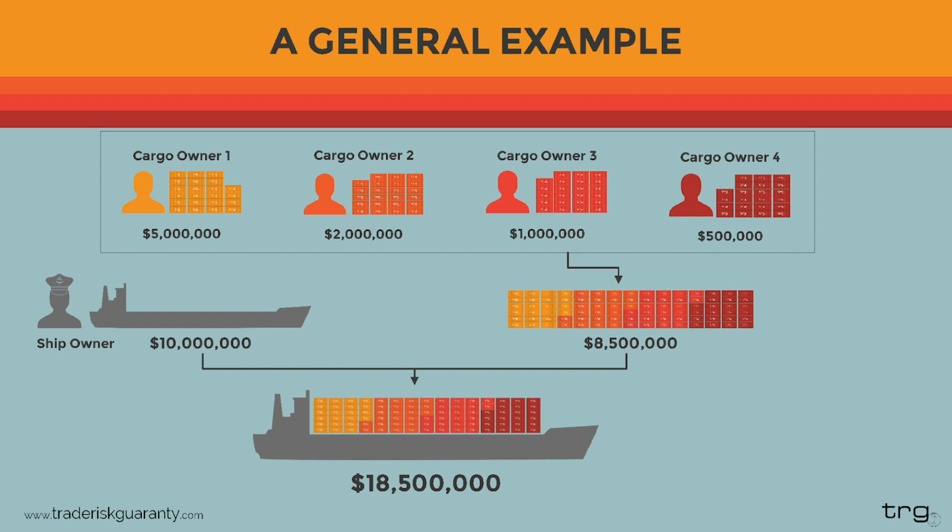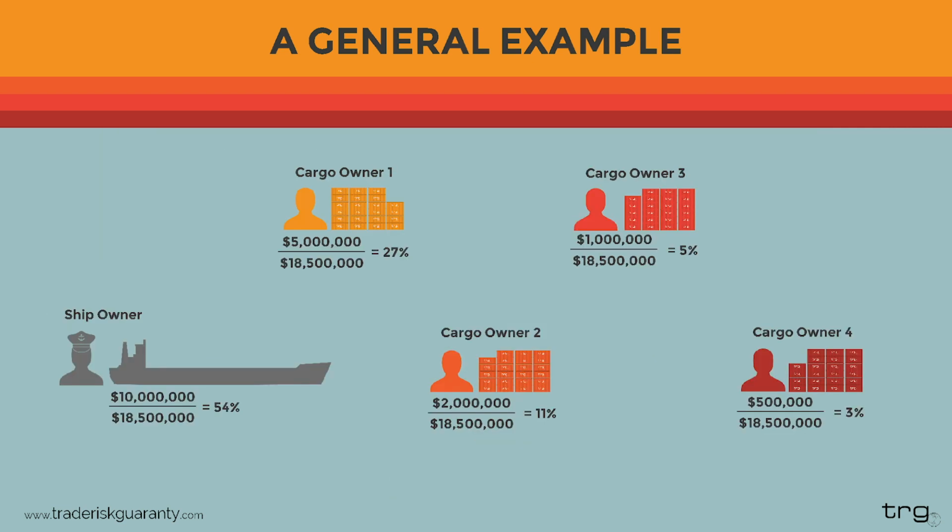$18,500,000. Now we have to calculate the percentage of that total each party represents. In order to calculate that, we take each party's value and divide it by the total value of the voyage. This gives us the percentage of each party's interest in that voyage. So for the ship owner, that would be 54%. For cargo owner 1, it would be 27%. For cargo owner 2, it would be 11%. For cargo owner 3, it would be 5%. And for cargo owner 4, it would be 3%. So that is the percentage that each individual in the voyage represents toward the total value of that voyage.